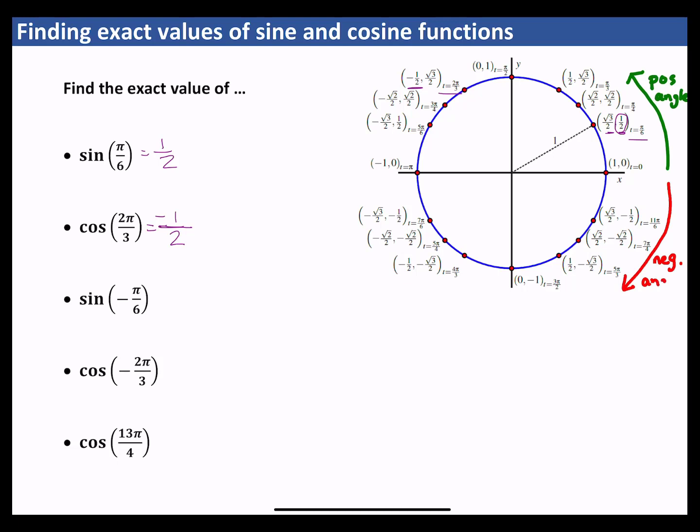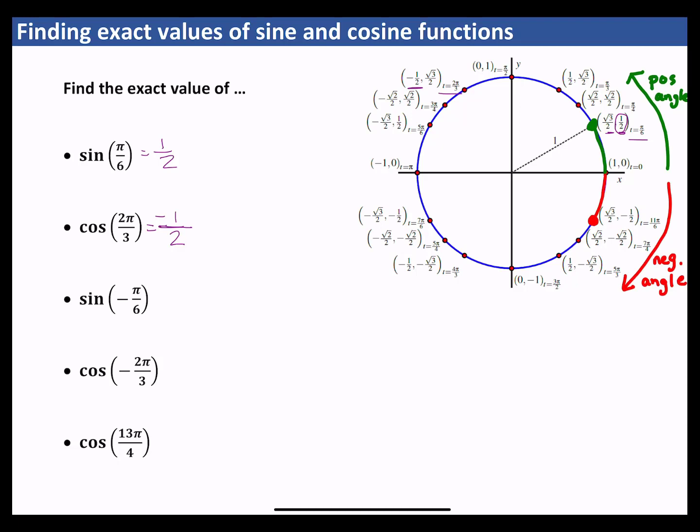So if we want to find the sine of negative pi over 6, we're going to traverse the same distance along the circle as we did for pi over 6, but we're going to travel clockwise instead of counterclockwise. Notice pi over 6 had an arc length that got us to this point. So negative pi over 6 is going to have the same arc length, but in the opposite direction.